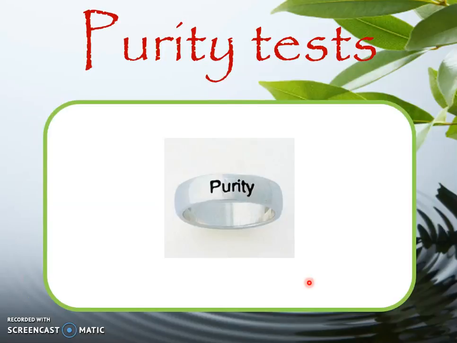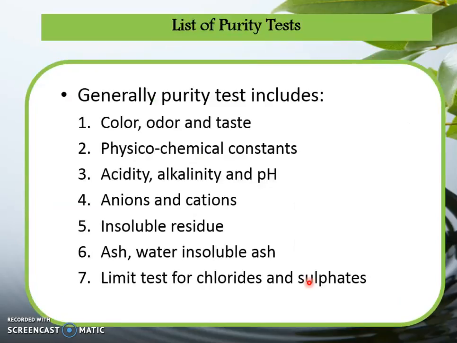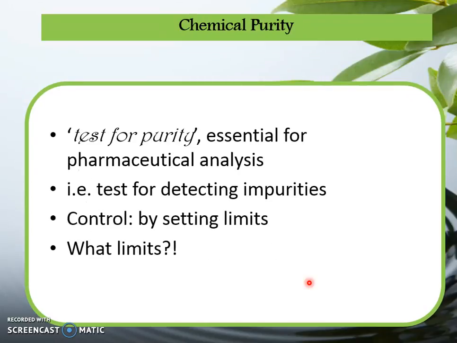In order to test the purity, we can use the purity tests that are listed in the pharmacopoeia. All these tests can be used to calculate the amount of impurities present in our product or even in our chemical reagents. When impurities are detected, we can set limits in order to control them.